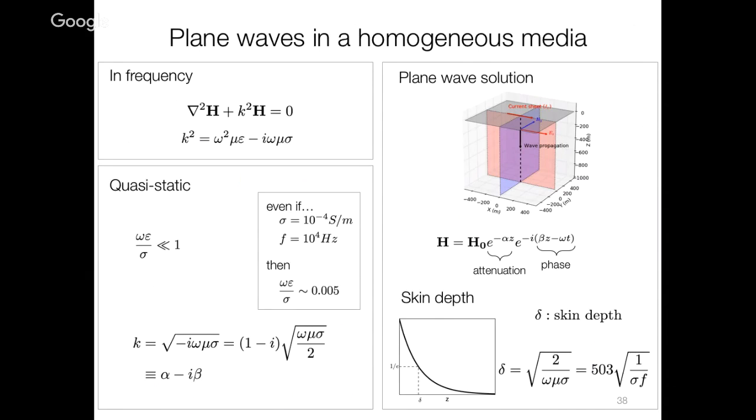So this is a vector Helmholtz equation. This is our wave number, and it's got these two terms in it.